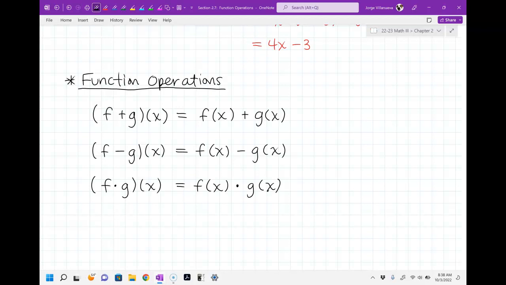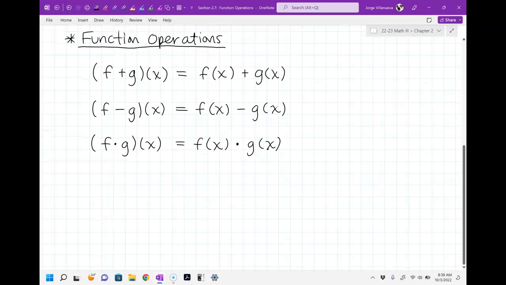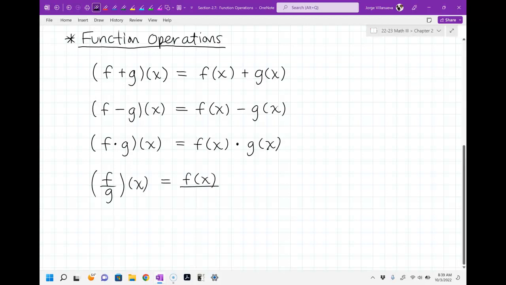You can also do division, but like I said, I don't think that's on your homework. I'm just double checking for that. Yeah, I don't see it. So we're not going to worry about that operation. But f divided by g of x can also be a thing. I'll give you the definition, but we're not going to be doing anything like that. So f divided by g of x is f of x over g of x.